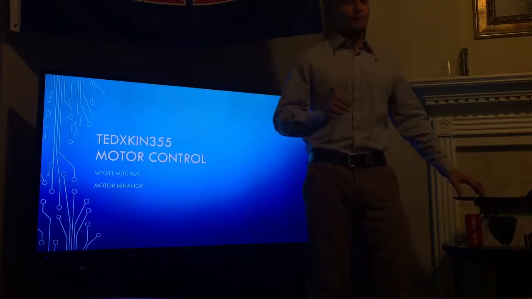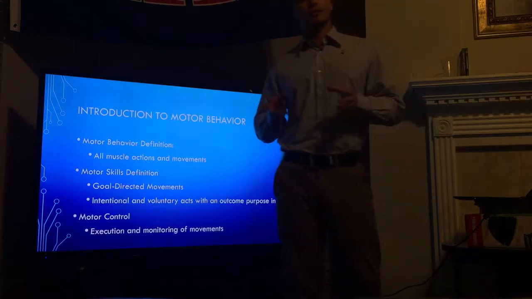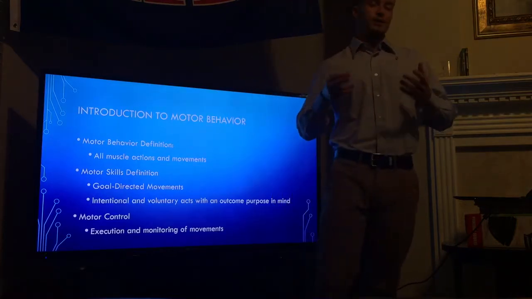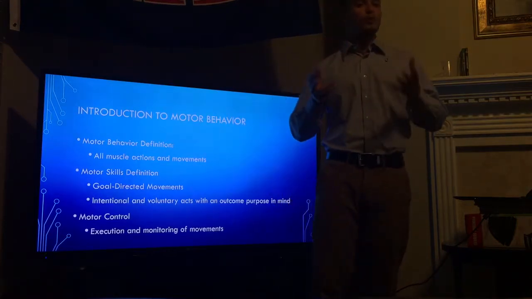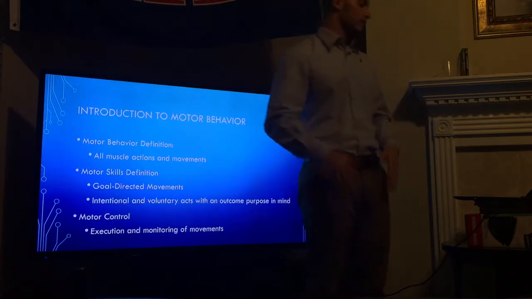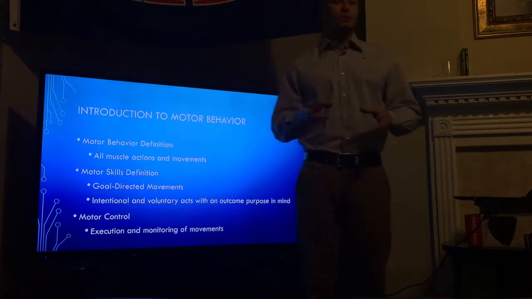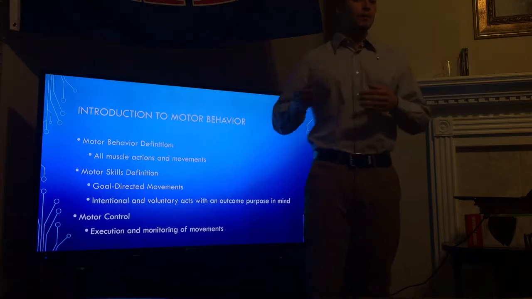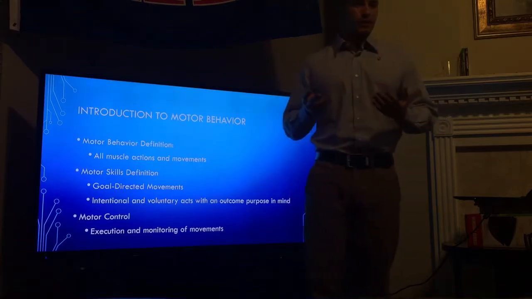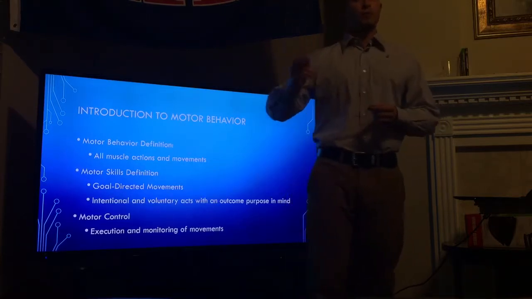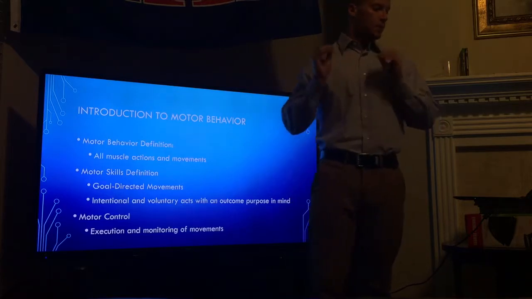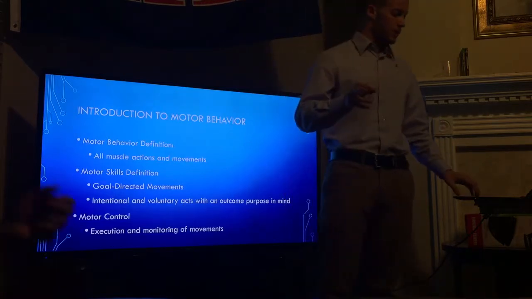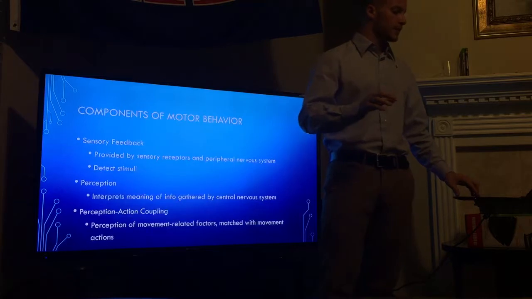Now, to begin, we should discuss an introduction to motor behavior, which is kind of just all movement associated with human behavior. Motor skills are goal-directed movements or intentional voluntary acts with an outcome or purpose in mind. Motor control is the execution and monitoring of those movements.